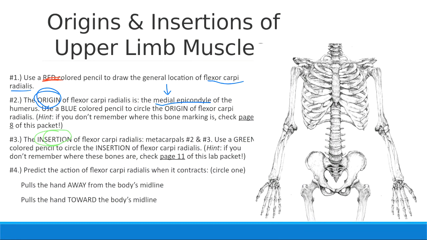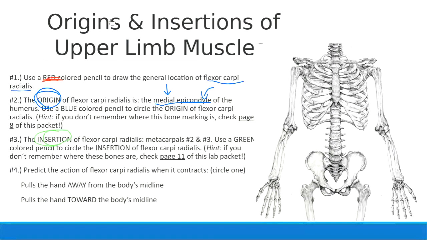So the medial epicondyle. This epicondyle word, by the way, remember from studying for the midterm, an epicondyle is a bump. So I'm looking at my humerus here, up in the arm. The epicondyles are found at the distal end of the humerus. I have a bump right here and a bump right here. We're going to call this number one and number two. Which of those is the medial one? Which one is closer to the midline? Yes, we're all voting number two.